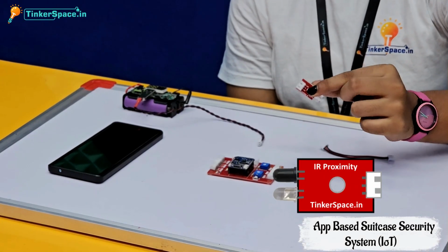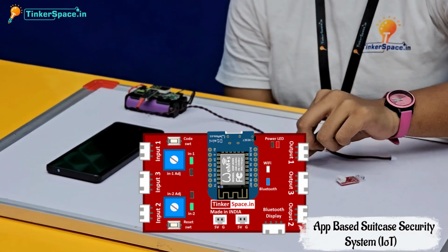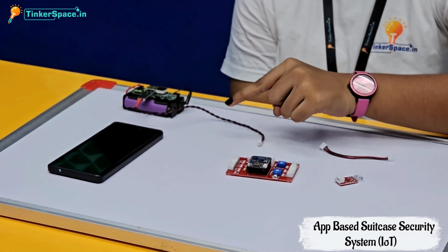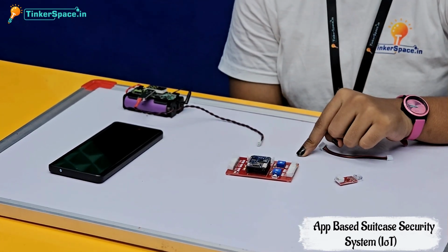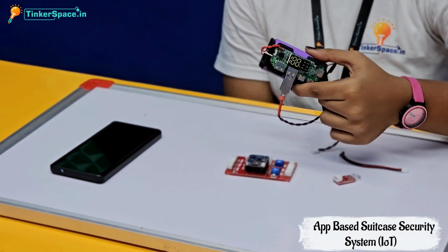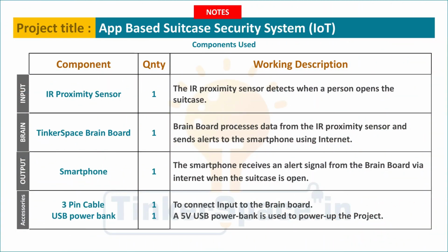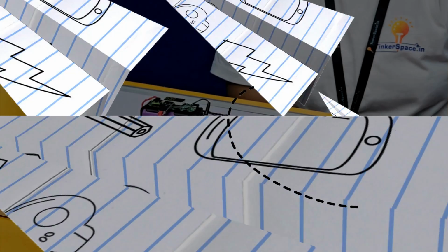Here we use an eye proximity sensor as input, the TinkerSpace Brain Board, and a smartphone as output. It is connected to the brain through the internet. Connecting wires, power supply. Let's connect the components.